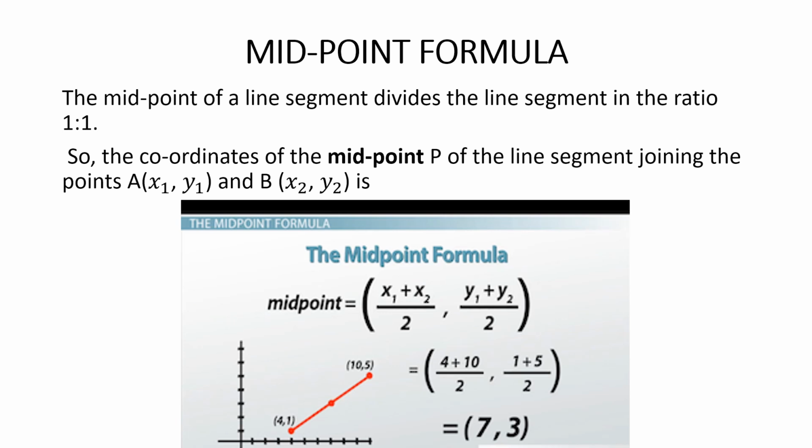Like for example, it is shown over here. Suppose one of the points is (4, 1), another point is (10, 5), and we want to find the midpoint of the line segment joining these 2 points. Then it is nothing but (4 plus 10) upon 2, (1 plus 5) upon 2. So (7, 3) is the midpoint of this line segment.